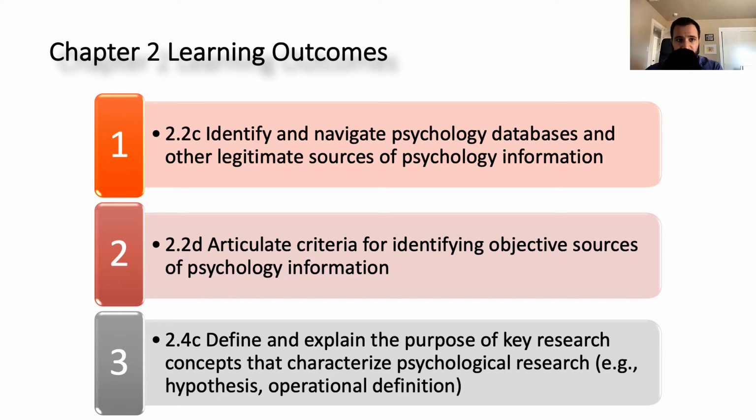Hi, this is the second lecture for Chapter 2, Writing in Psychology. Here we're going to move into our third learning outcome from this list. We're going to define and explain the purpose of key research concepts that characterize typical psychological research. So I'm going to take you through a short discussion of the scientific method, and we'll get to things like hypothesis and operational definition. And then we'll talk about the different parts of a psychology manuscript so that you can take one apart in order to figure out exactly what's in it.